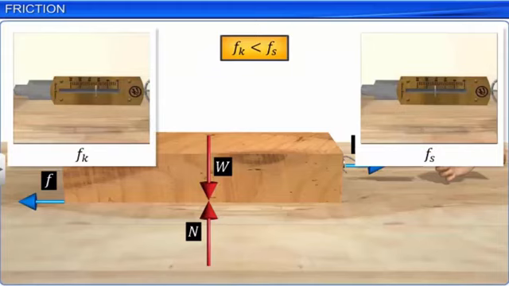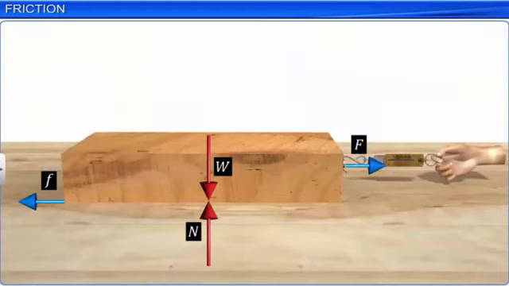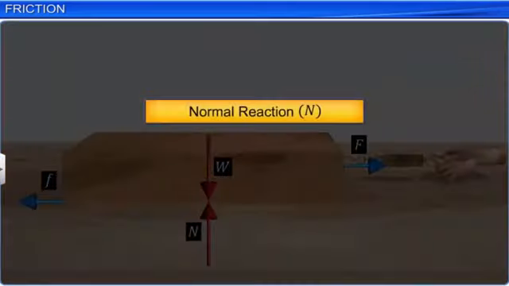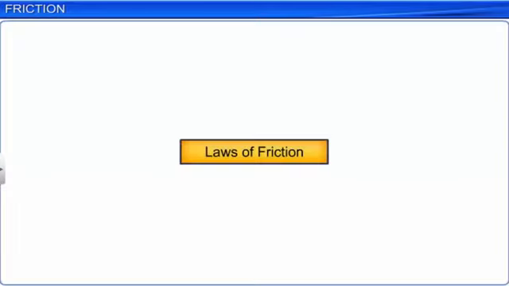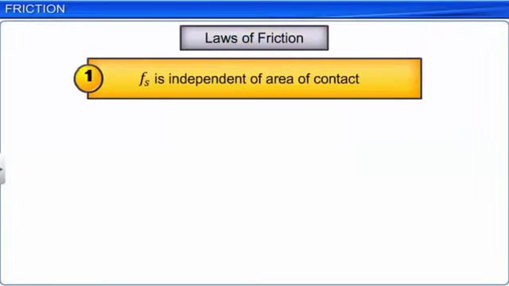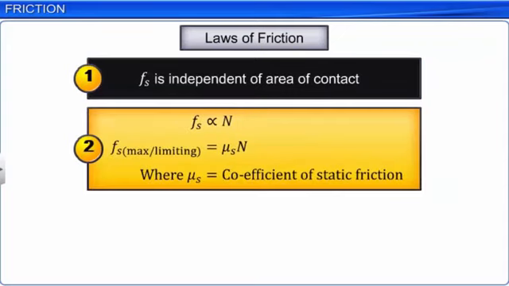From the results of this experiment, we can arrive at an empirical relationship between normal reaction and limiting frictional force. These empirical relationships are also known as the laws of friction. They are: static limiting friction is independent of area of contact. Static friction is proportional to normal reaction. It is equal to the product of mu s and N, where mu s is the coefficient of static friction.